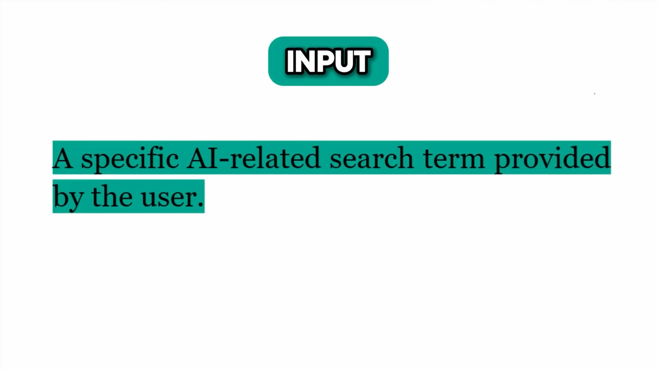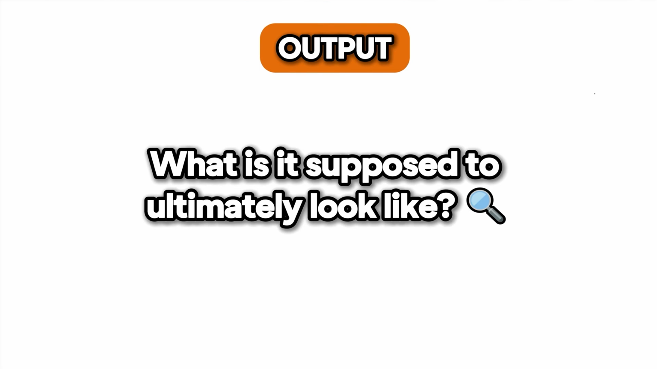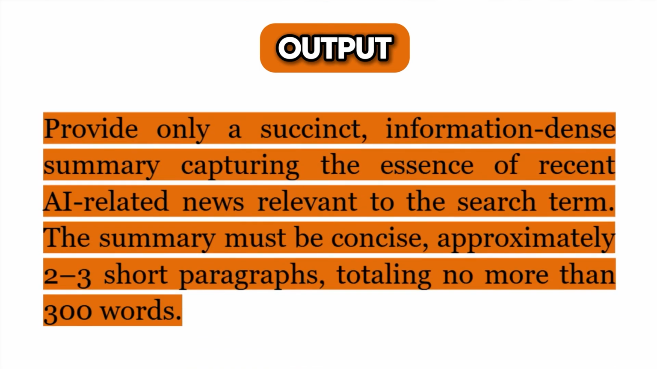Next is input, where you tell the AI what it will receive. This is an example I added, a specific AI related search term provided by the user. But if you were using things like graphs or specific documents, you would want to note those in the input as well. The following component is output. This lets the AI know what you want it to generate from the input data. What should it look like? What is the final deliverable? The example used states, provide only a succinct, information-dense summary capturing the essence of recent AI-related news relevant to the search term.